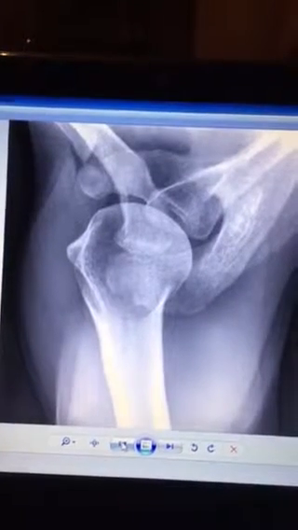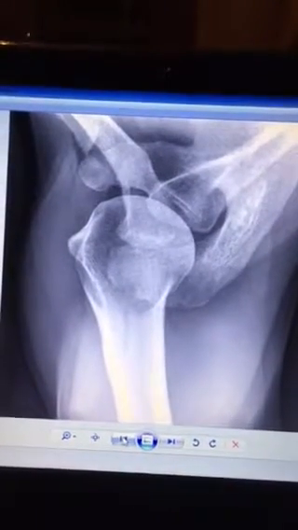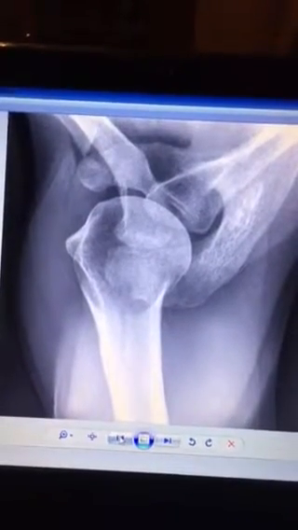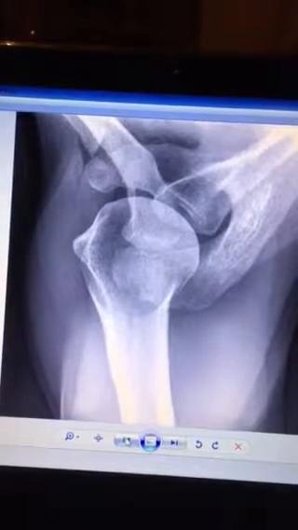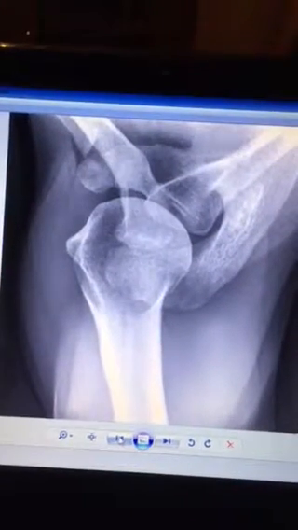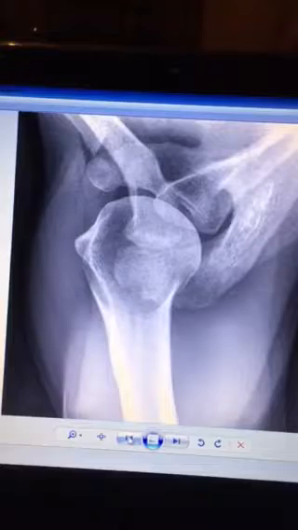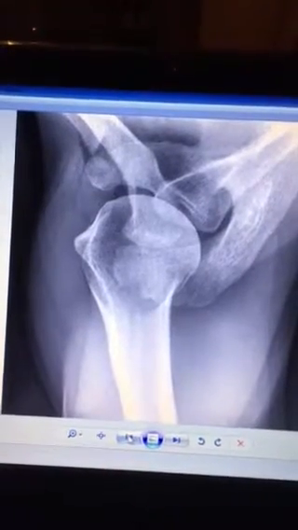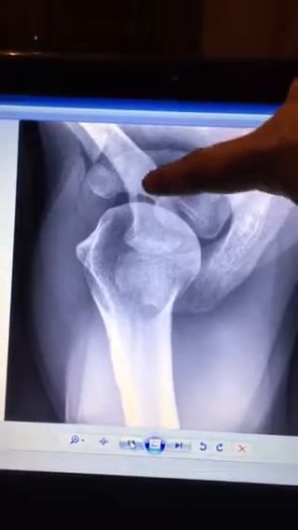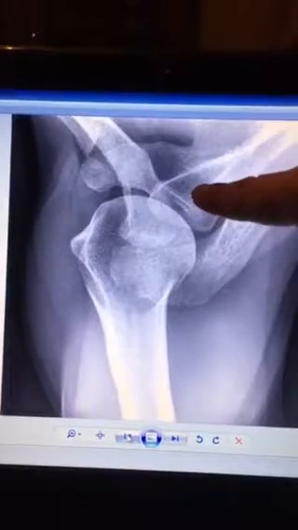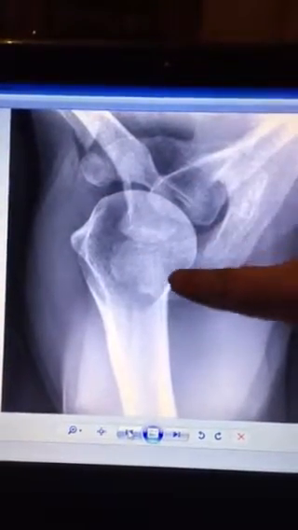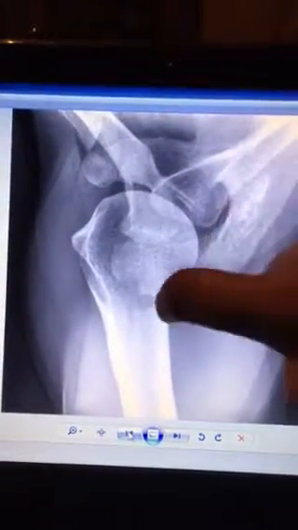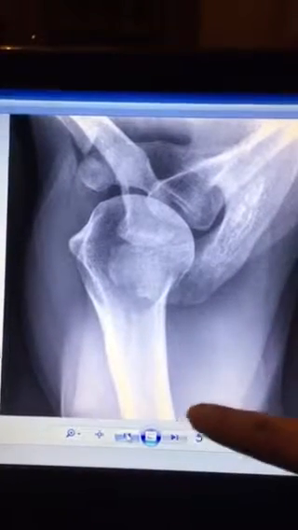The next image is the superior inferior axial shoulder joint. In this one the coracoid process comes a little bit above the clavicle right here. This is the humeral head, and then the humeral body.